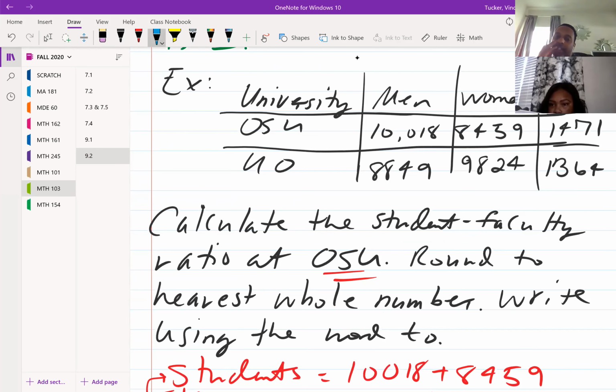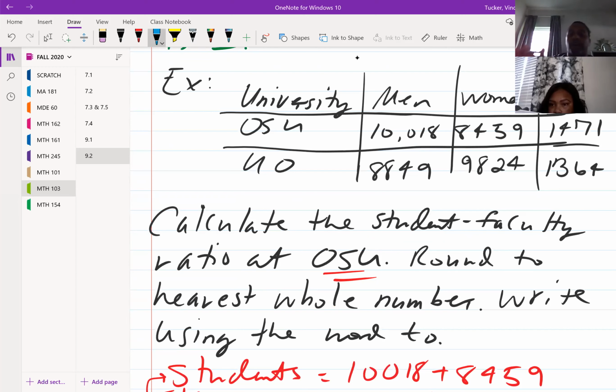So then they ask us to calculate the student faculty ratio at OSU. So notice they're talking about OSU and University of Oregon. Information is not necessarily needed for this problem. Then round to the nearest whole number, and write using the word 2.